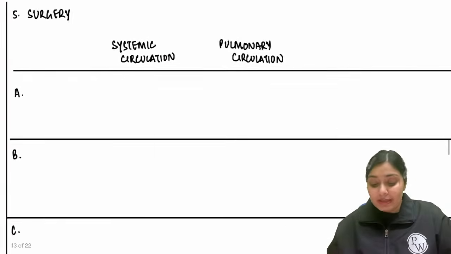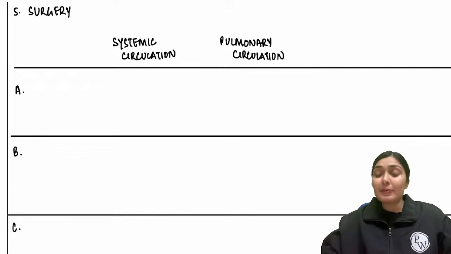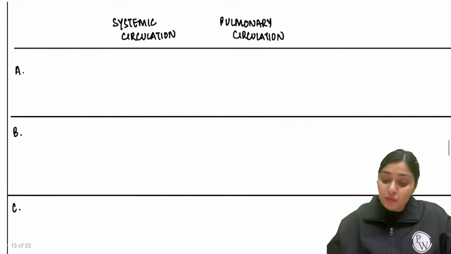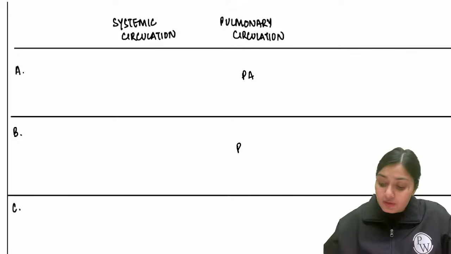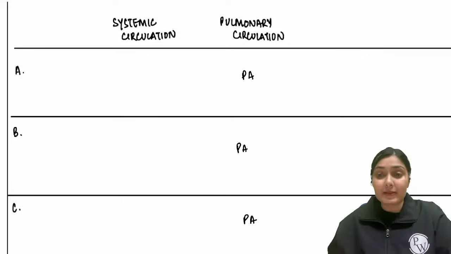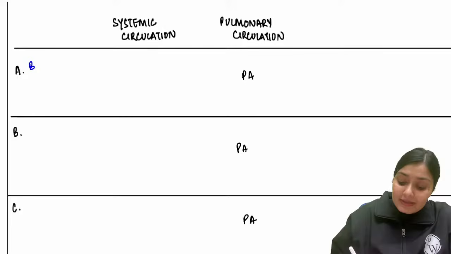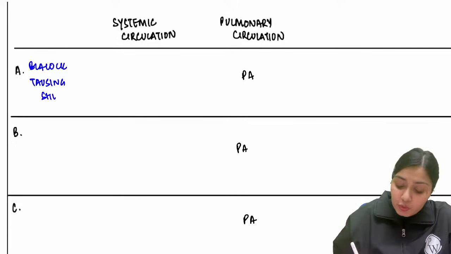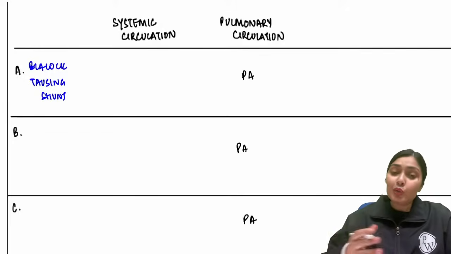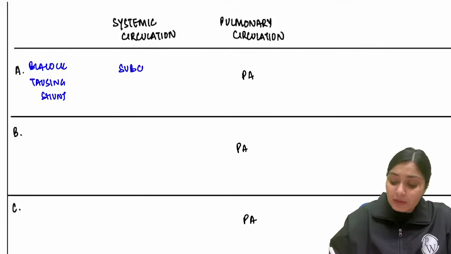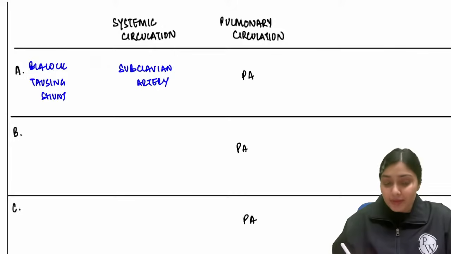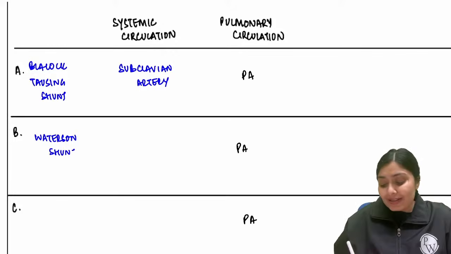Final would be surgery. In surgery, we again want to make a channel connecting the pulmonary and systemic circulation. So we make ways in which the pulmonary artery is connected to some systemic circulation vessel. The most common shunt that they ask in the exam is Blalock-Taussig shunt. In Blalock-Taussig shunt, you connect the pulmonary circulation through the subclavian artery of my systemic circulation. Second is Waterston shunt, in which the ascending aorta is connected to your pulmonary artery.